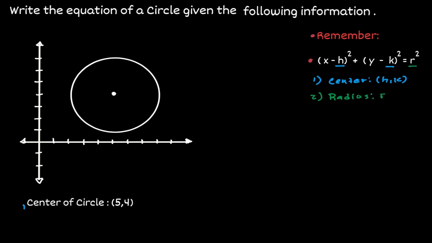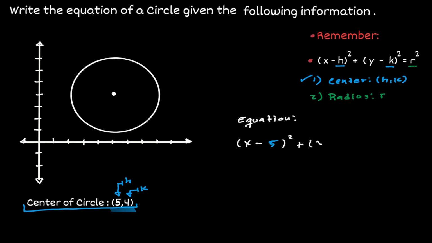And in this example, we are given the location of the center of the circle. The x value in this location is the parameter of h, and the y value is the parameter of k. So we can start building our equation. We can just place this information in our equation as a placeholder of h, k. Then we're going to have x minus 5 squared plus y minus 4 squared equals, and now we need to figure out what's the value of the radius of the circle. Once we have that information, then we can define our equation.